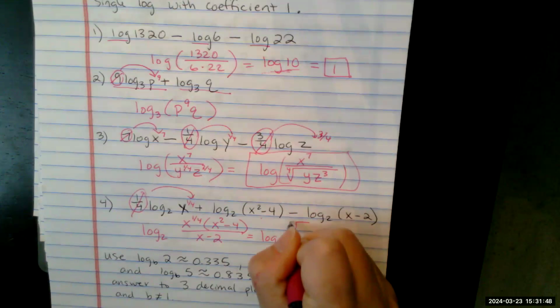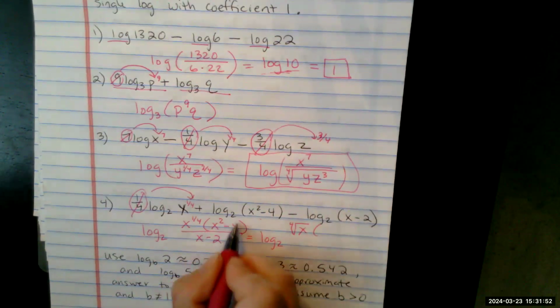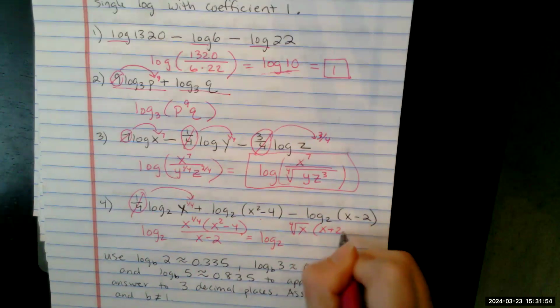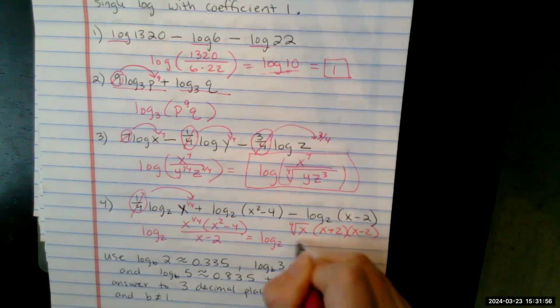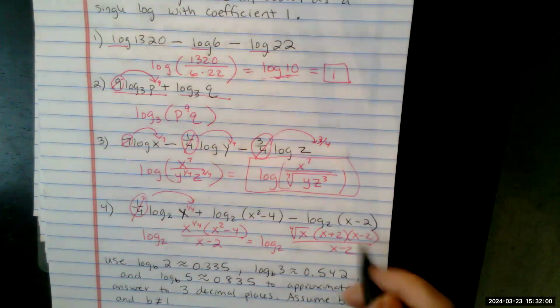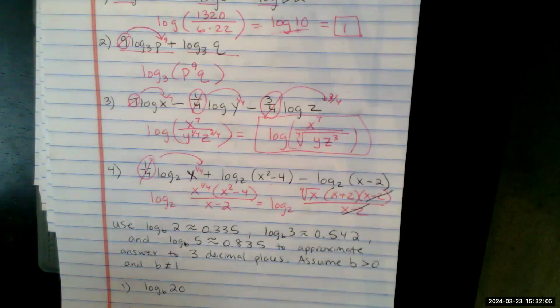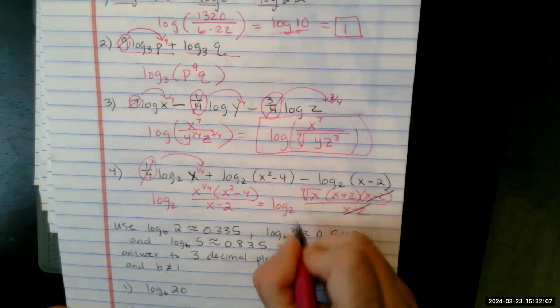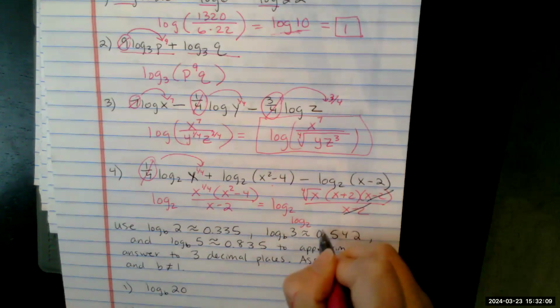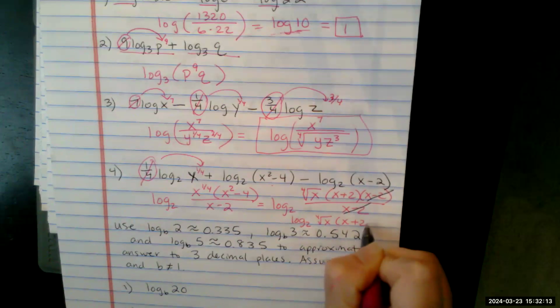First of all, I'm going to make that a 4th root of x. And then I can factor the x squared minus 4 into x plus 2 and x minus 2. So then there's one thing I can cross out to make this a little nicer. So the final answer is going to be log base 2 of the 4th root of x times x plus 2.